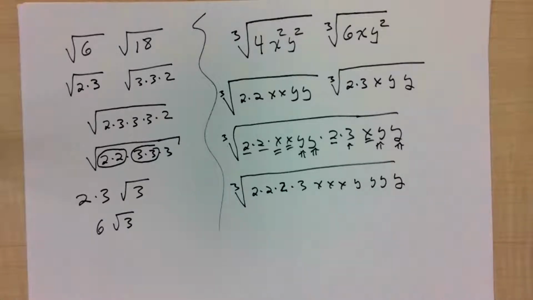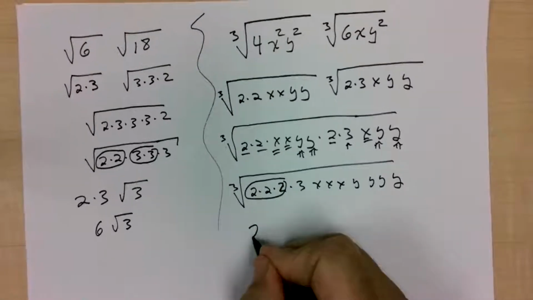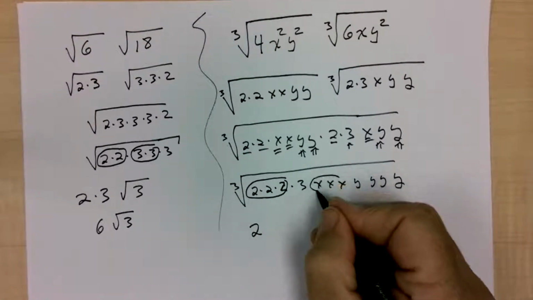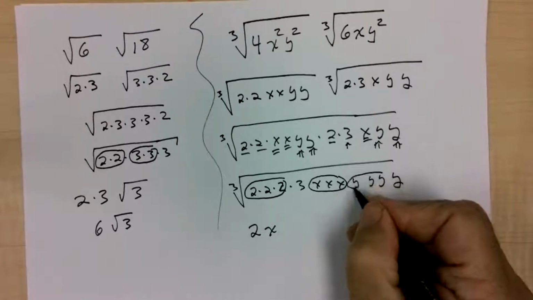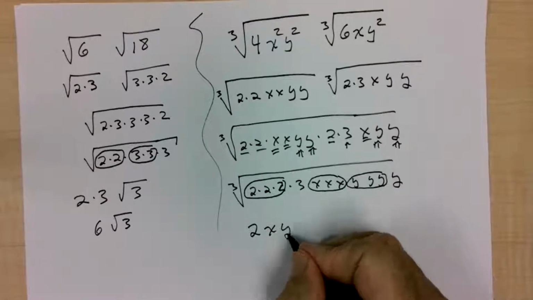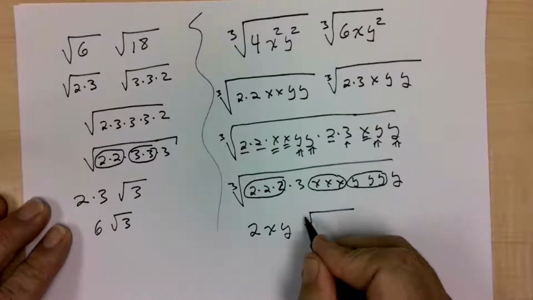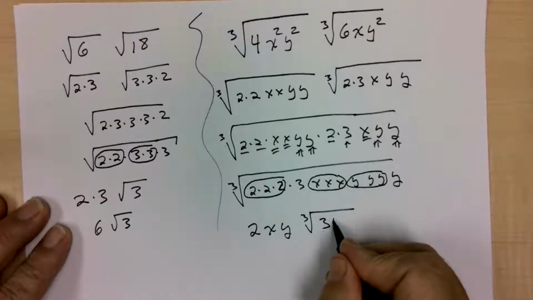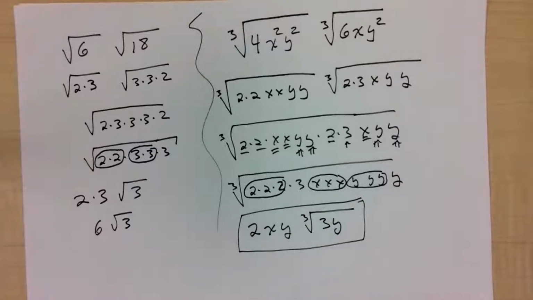And we're looking to circle triples, so I have 3 2's. A 2 comes out. I have 3 x's. An x comes out. I have 3 y's. A y comes out, and I'm left with the cube root of 3y. 3 is still under the radical, y is still under the radical, and that looks like that is my final answer. But the same process also works with division.